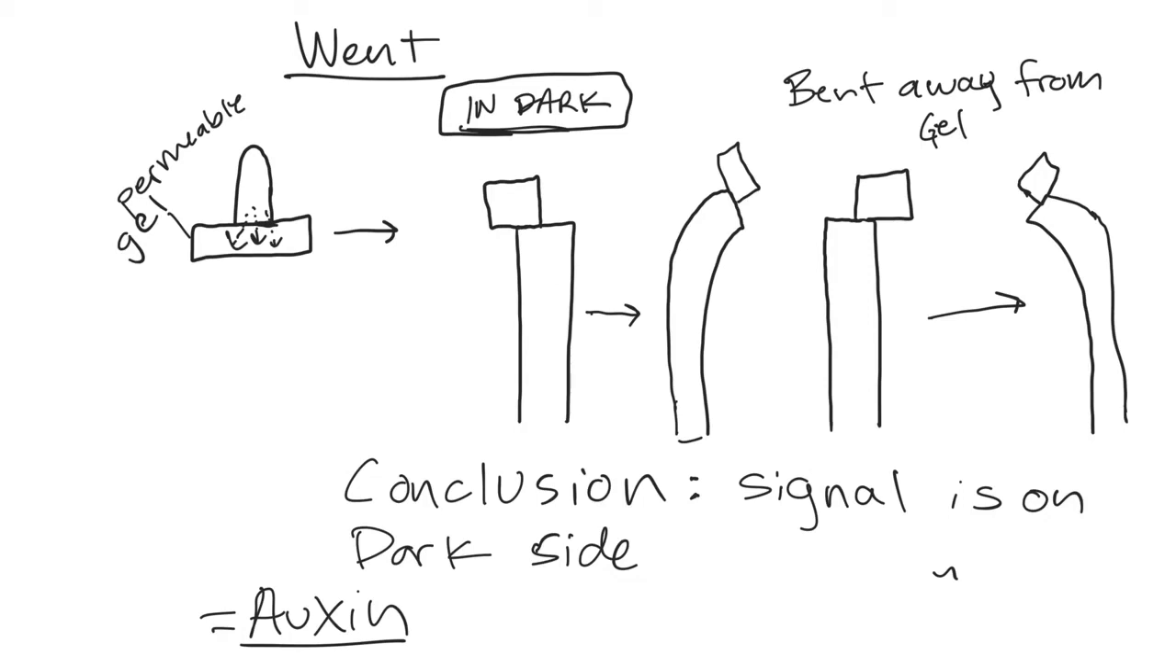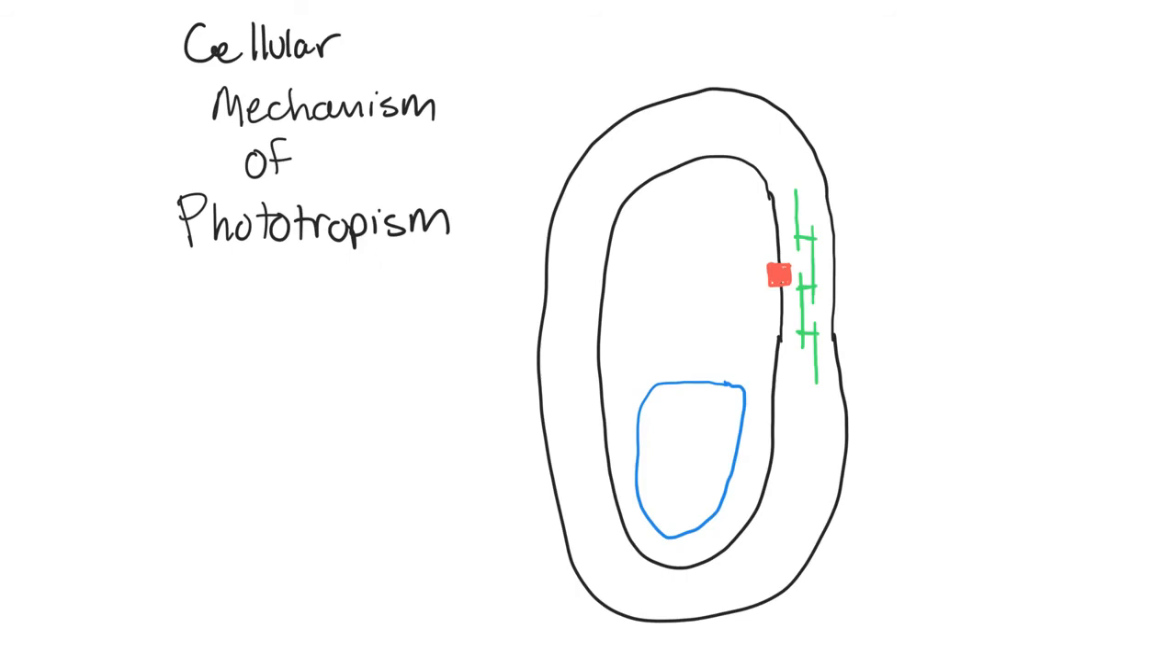All right, so auxin is the first plant hormone that was discovered, and it has a number of different effects, but one of them is it helps plants bend towards the light. Okay. All right, how does it work? We're going to talk about it now.